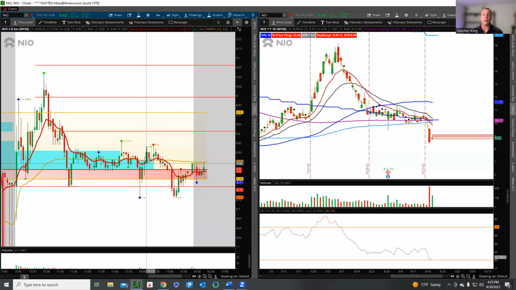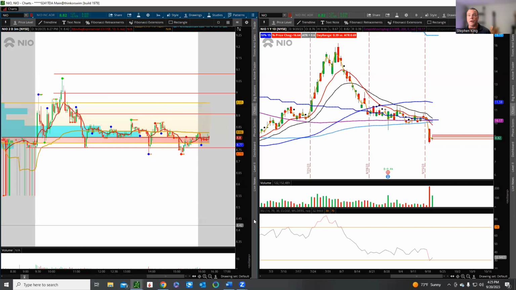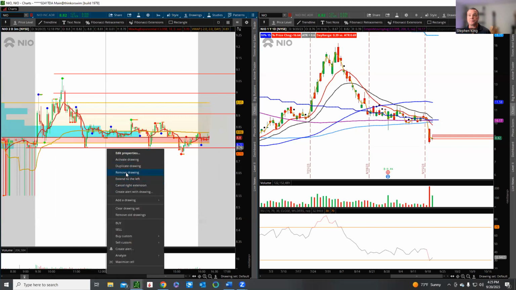This is just my personal way of trading so that I don't get caught in those traps. Okay, so anyway, pretty good example here. Again, that was on a 3-minute chart of NEO. I saw that one and wanted to share it with you.